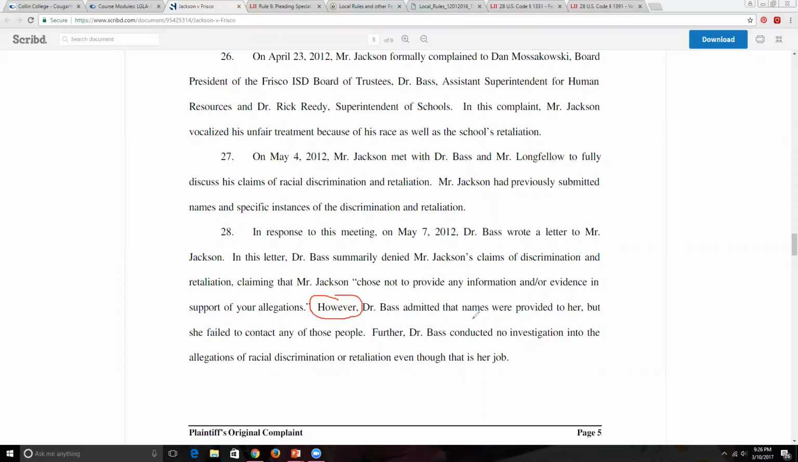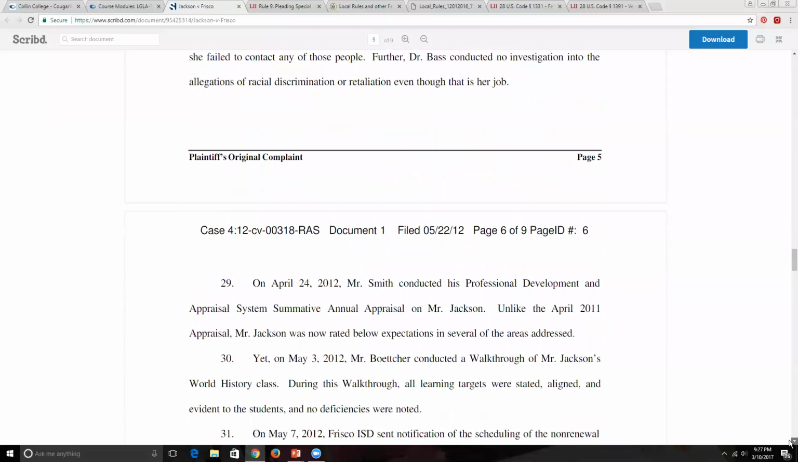Dr. Bass admitted that names were provided to her, but she failed to contact any of those people. Well, that's a really good fact if that ends up being true. Further, Dr. Bass conducted no investigation of the allegations of racial discrimination or retaliation, even though that is her job. Let's see, what do we know about her job? Assistant Superintendent for Human Resources. I guess that makes sense that that would be her job.